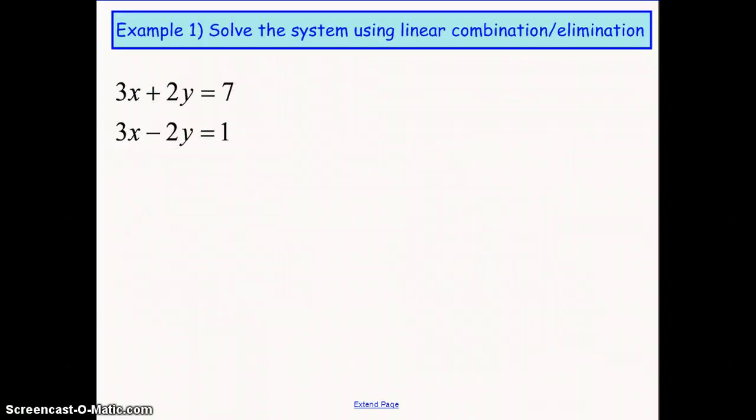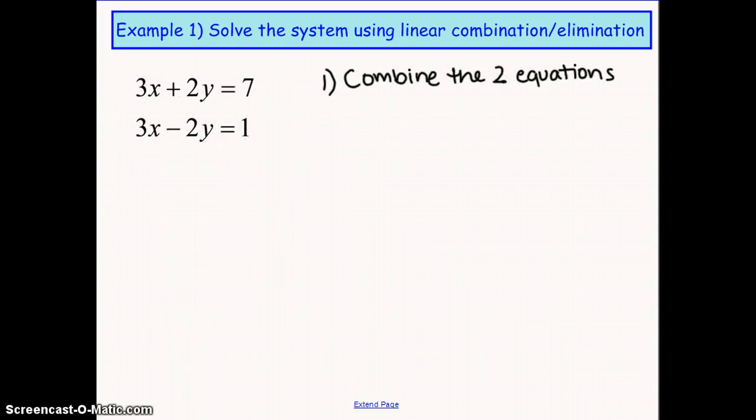So here's our first example of a system of linear equations which we're going to solve using linear combination elimination. The first step in linear combination elimination is to combine the two equations. The way that we are going to combine the two equations is using addition. So we're going to literally make this into an addition problem and add the two equations vertically.